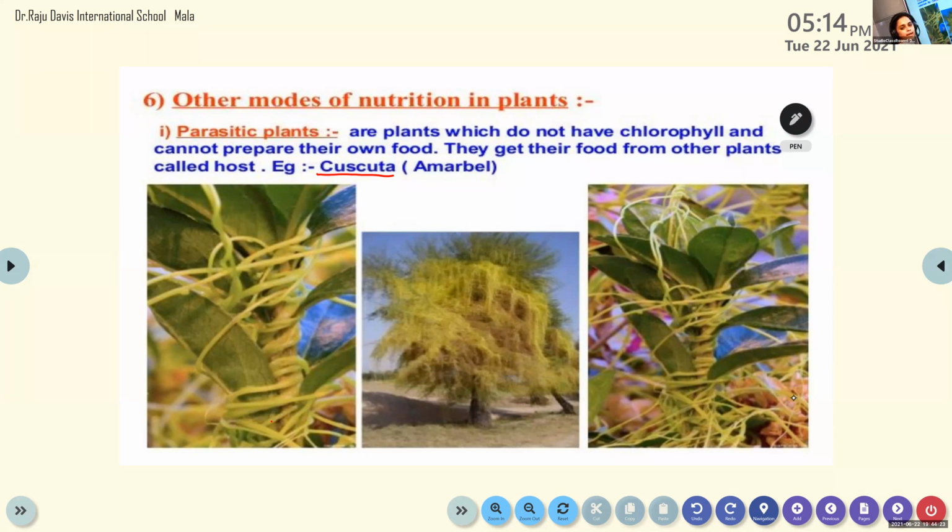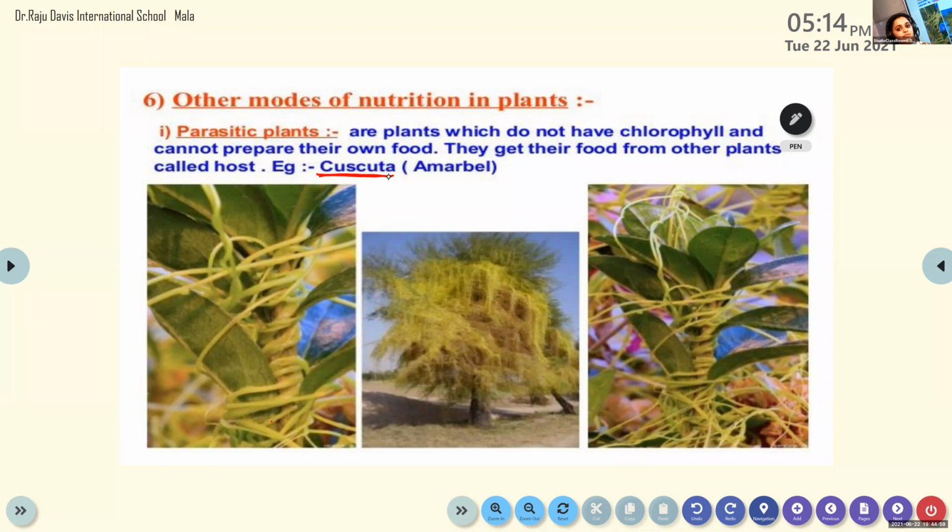Parasitic plants are the plants which do not have chlorophyll. Here we can say they have a pale yellow color. It is because of the absence of chlorophyll. Since the chlorophyll is absent, they cannot synthesize their food. So what do they do? They climb on other plants to get the food from them, to take the food that is prepared by the other plants. That is what is known as a parasitic plant. And here an example is Cuscuta or amarbel.